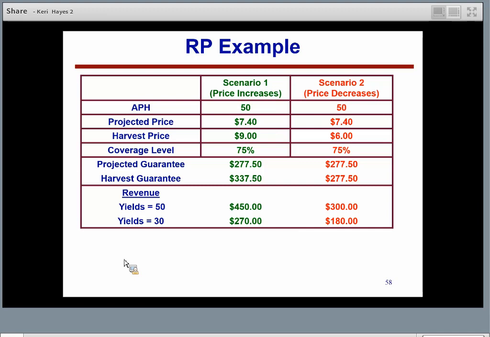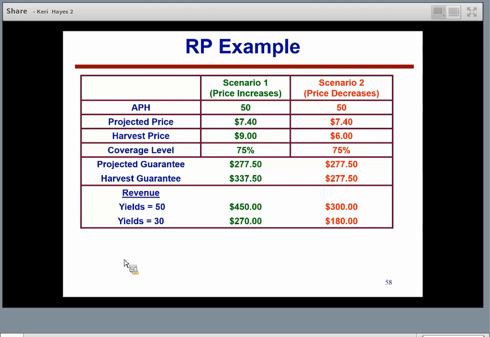If our yields go down to 30, you'll notice that our actual revenue is 270, and our guarantee is 337.50. Right? You'll notice our projected guarantee would have been just slightly above our actual, but because our guarantee went up, now we collect that full indemnity.